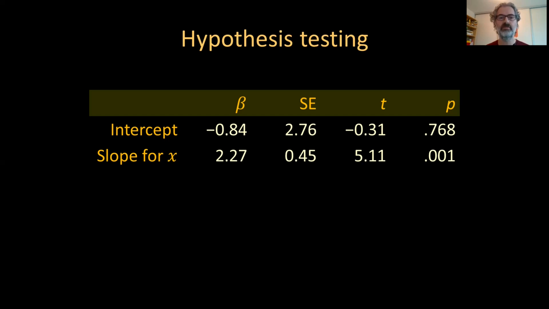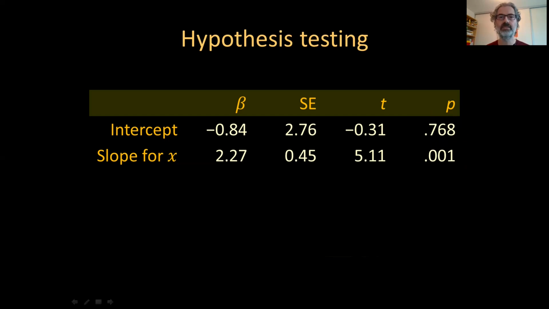And so if you look up these t-values for n minus 2 degrees of freedom, we see that the p-value for the intercept is very high. So we cannot reject the null hypothesis that the intercept equals 0. But the p-value for the slope is very small, is below the conventional limit of 0.05. And so we can reject the null hypothesis that the slope is 0.